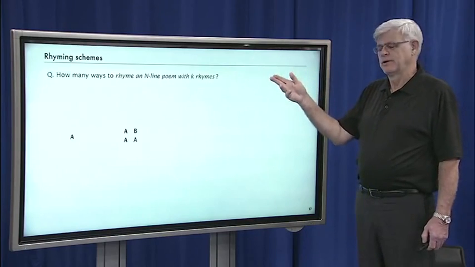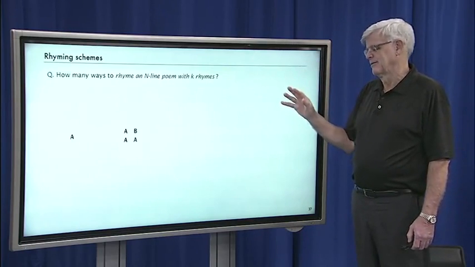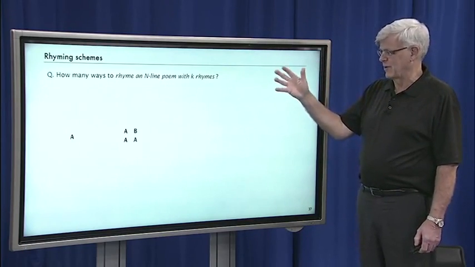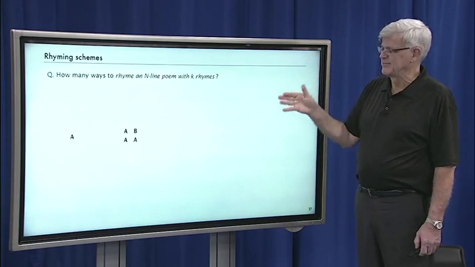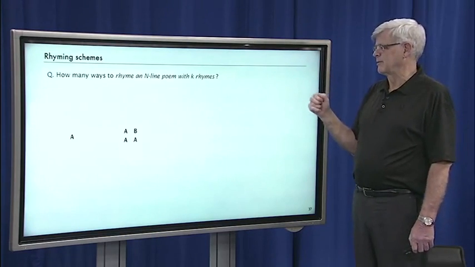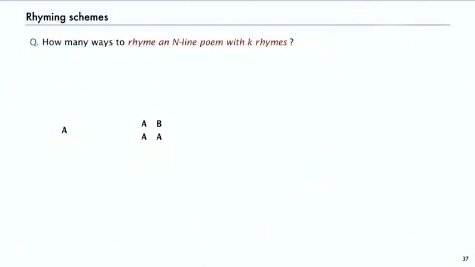So that's a parameter, and we're going to ask the question: if I have an n-line poem, how many ways are there to rhyme it with k rhymes? If it's a 2-line poem, there's only 2 possibilities. Either the 2 lines don't rhyme or they do. That's AB and AA.